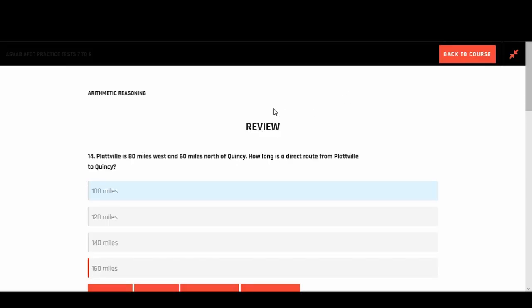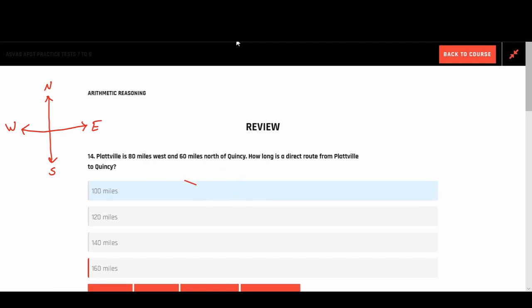Alright, number 14 says Platteville is 80 miles west and 60 miles north of Quincy. How long is a direct route from Platteville to Quincy? In case you need it, I don't know what they teach in schools nowadays, so I'll put the compass up here. North, south, east, and west. Let's go ahead and map this out.